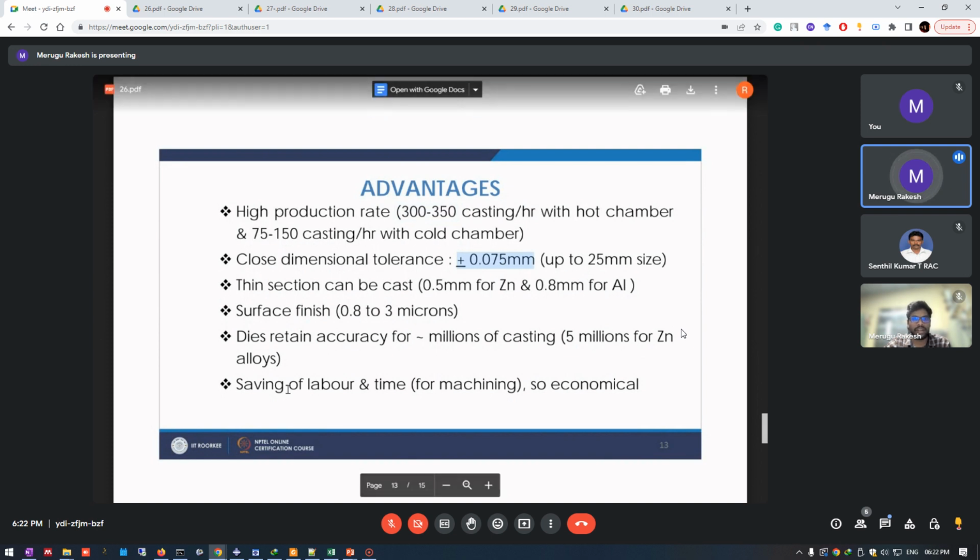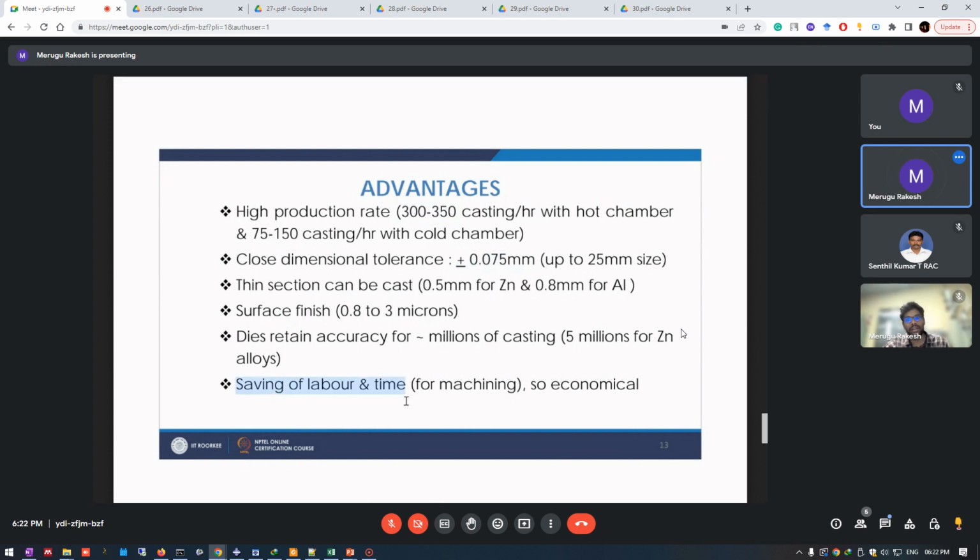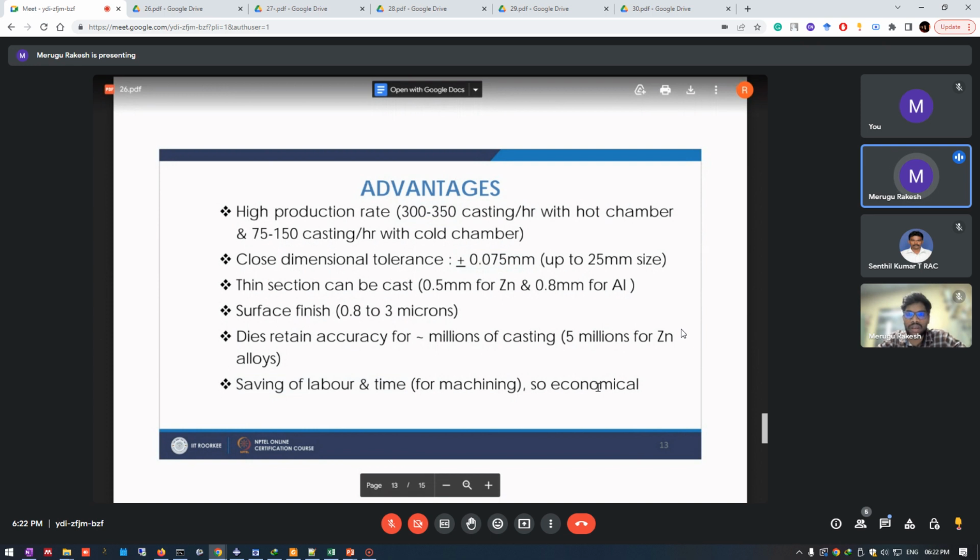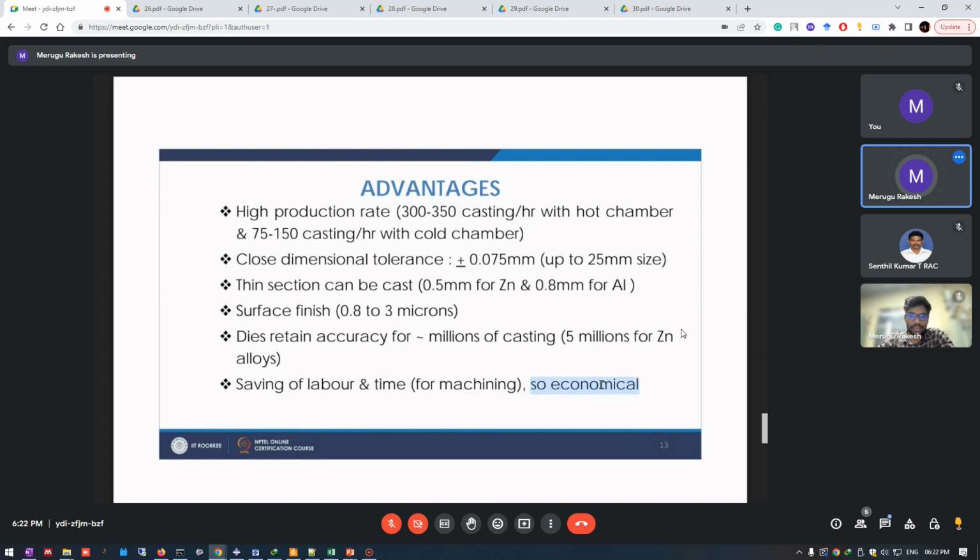So these I have already discussed. One thing is we can save labor and time, and it is so economical since we are removing so many unwanted steps in this.